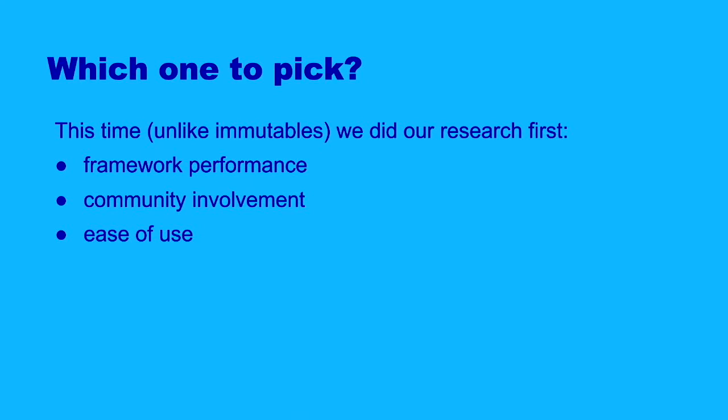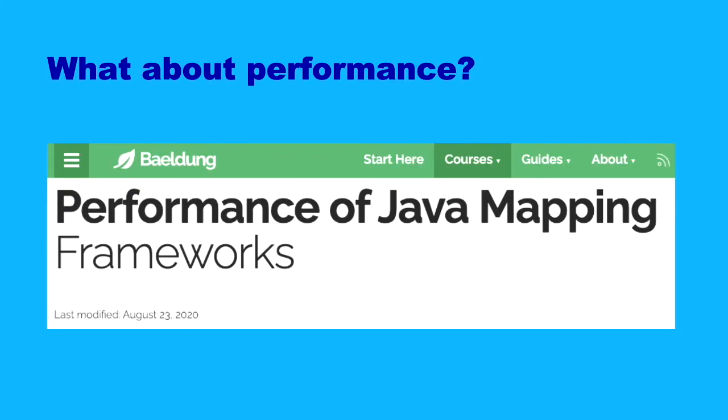But for us, yeah, we did the research first, unlike the Immutables. And what matters for us is the framework performance, because we have a REST service, which requires low latency. So performance is key for us, community involvement, and ease of use. So let's start with performance. Luckily, we didn't have to write our own benchmark. That has already been done for us, and we just needed to consult this excellent blog post.